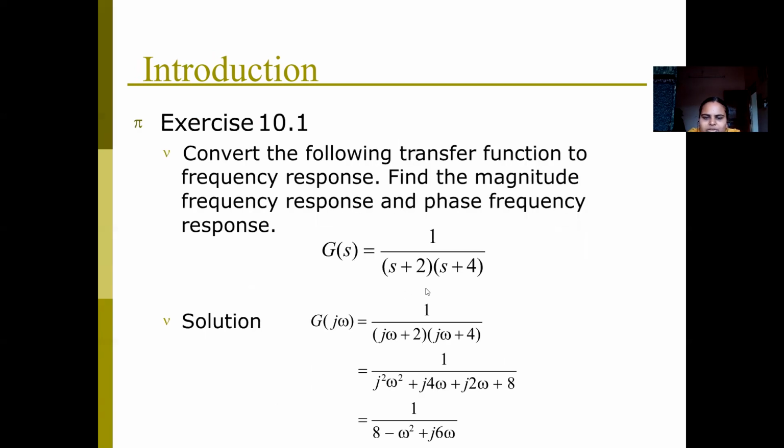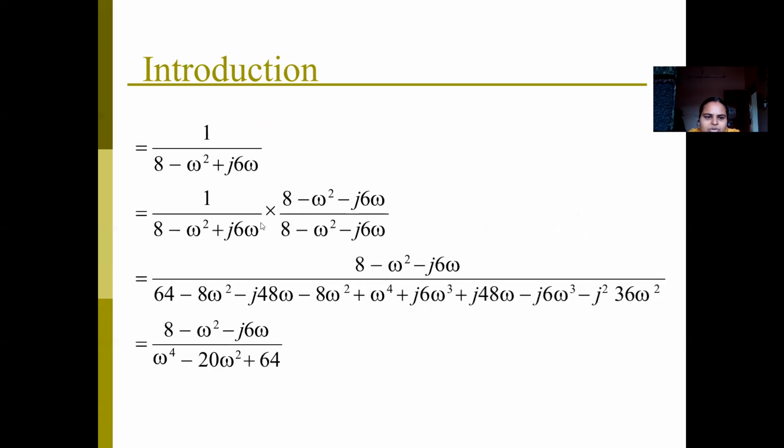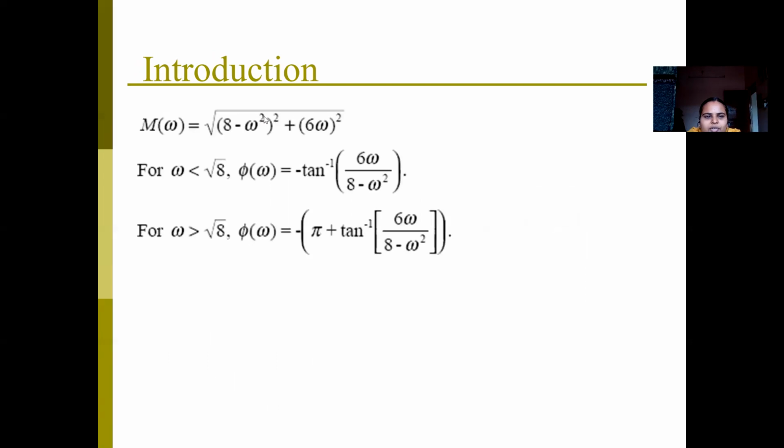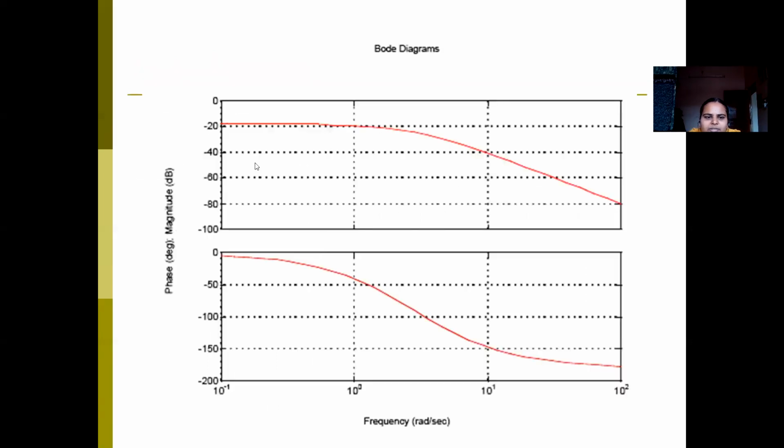The same goes for one more example. You just have to go with the complex conjugate, take the numerator and denominator parts, then find the magnitude and phase angle, and then plot the graph. This is your Bode plot diagram.